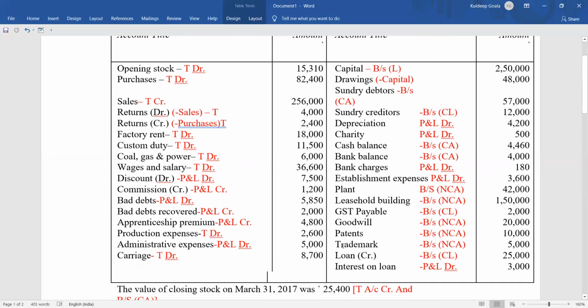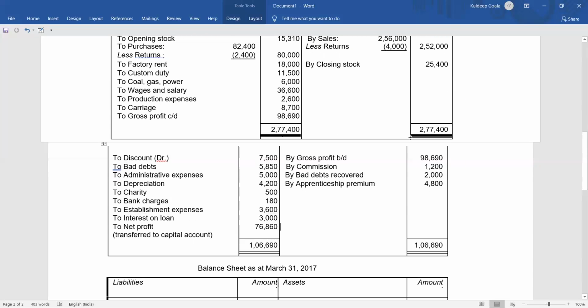So we will go for balancing the profit and loss account. We can go for direct balancing, and we can see that the credit side is more. So it is 1,06,690. Right. So after balancing, we can see that the net profit is 76,860 rupees. Okay, this is the net profit which will be transferred to the capital account. So this is the net profit which will be added with the capital. This is nothing but the credit side excess amount, which is resulting into profit.